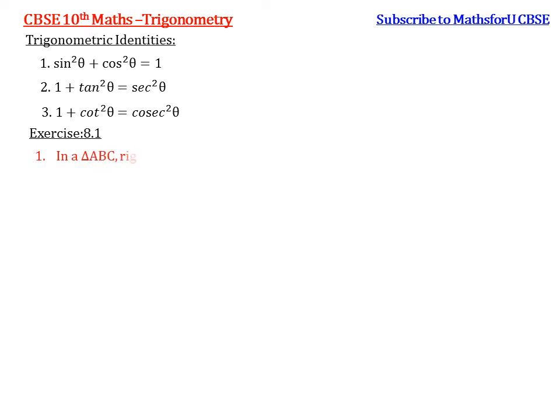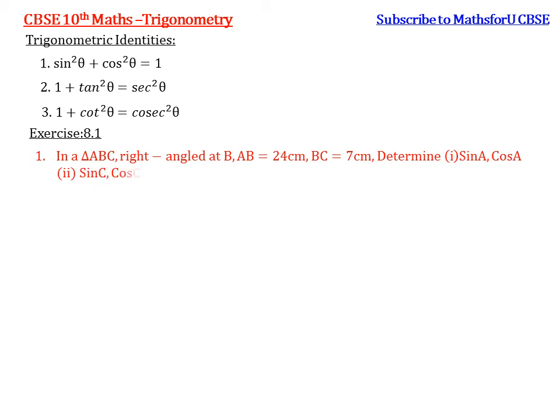So, problem number 1, in a triangle ABC, right angled at B, AB is equal to 24 centimeter, BC is equal to 7 centimeter. Determine number 1 sin A cos A and number 2 sin C cos C. First, we need to draw a triangle. We name it as ABC. In that, it is right angled at B. So, 90 degree must be B, other 2 angles will be A and C, and they are given two sides.